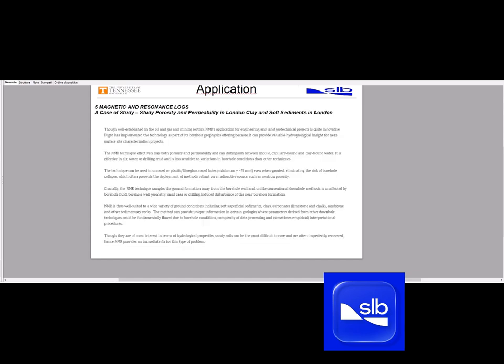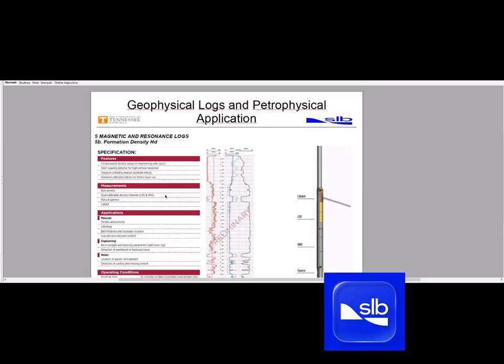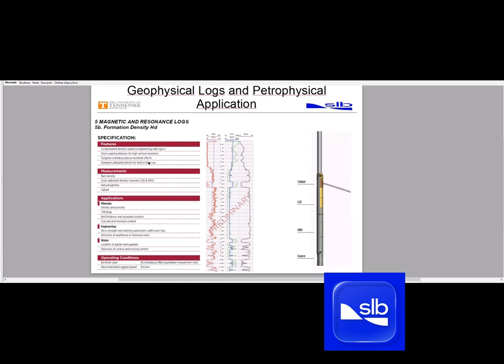So it's clear that there will be an advantage using, for example, magnetic resonance and formation density to estimate the volume, for example, of clay, or also to estimate the presence of water, and make it easy to do the calibration with other logs.